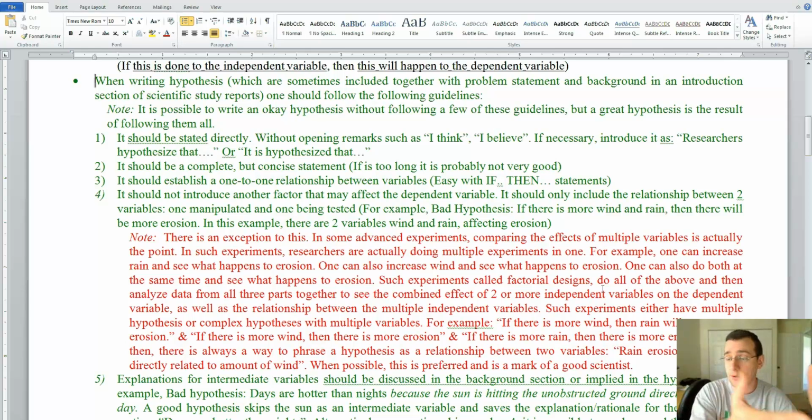I can say if there is more acid, then the plants will grow less, or I can say the more acid, the less the plant grows. Either way, I'm establishing a one-to-one directional relationship between the variables, and that is the key.